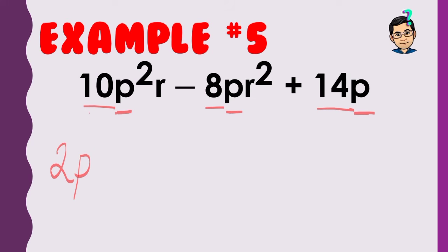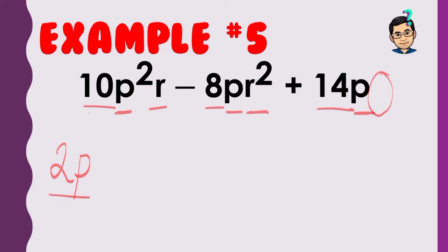Siyempre, hindi. While, for r squared, and then dun sa last term niya, wala tayong r. So, kapag ganon, hindi natin pwedeng sabihin na common yung variable r kasi wala naman pong r dito banda. Okay? So, ang common monomial factor lang ng given natin is 2p.